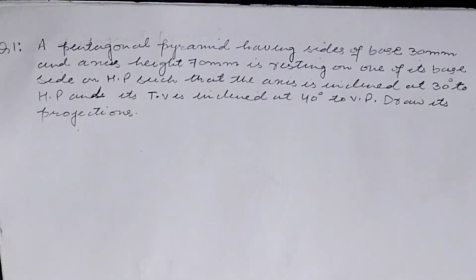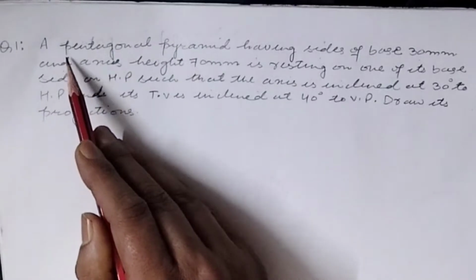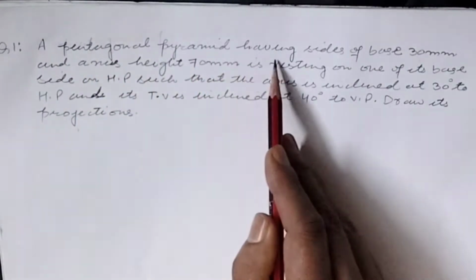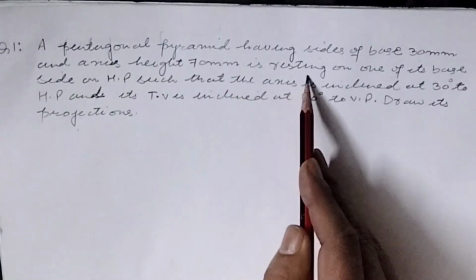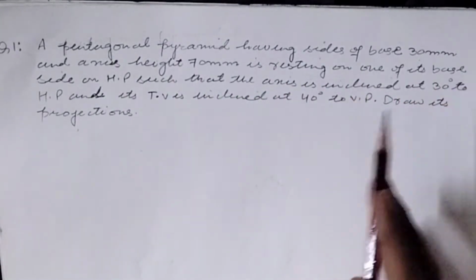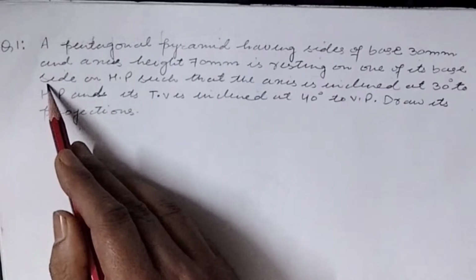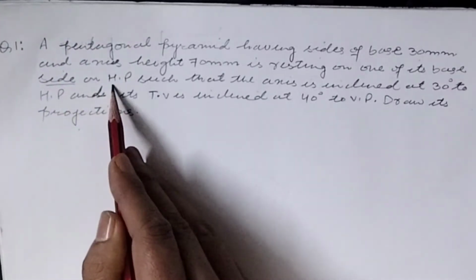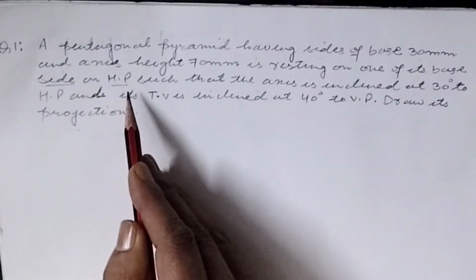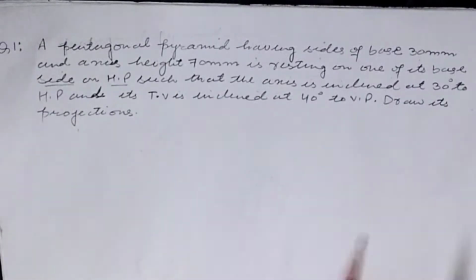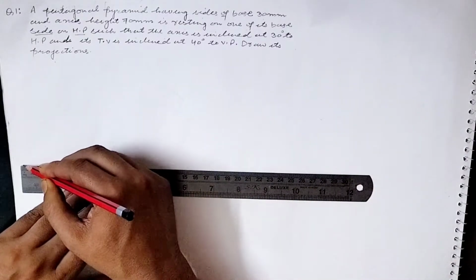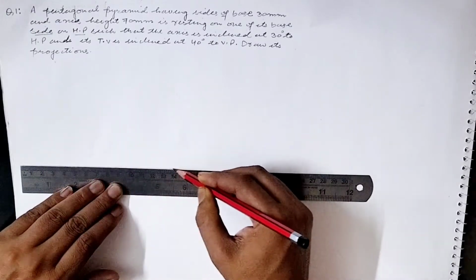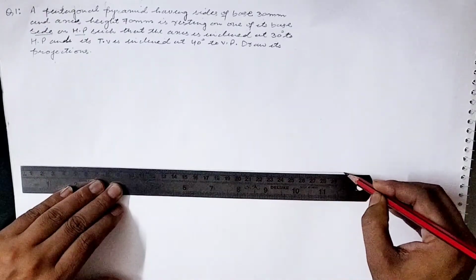Hello dear students, today I will discuss a pentagonal pyramid having sides 30 mm and axis height 70 mm is resting on one of its base side in HP such that the axis is inclined at 30 degree to HP and its top view is inclined at 40 degree to VP. So we can see the pentagonal pyramid is resting on one of its base side on HP.